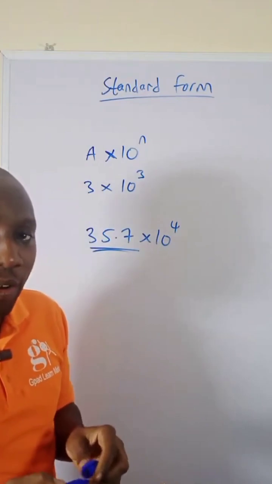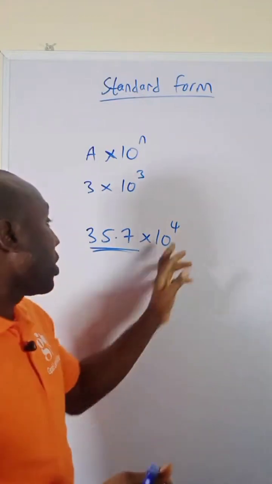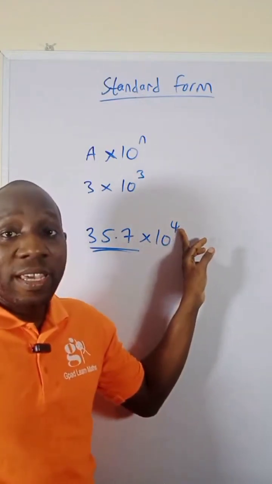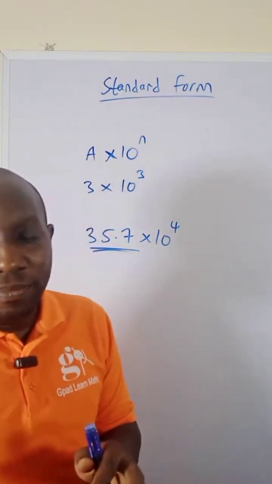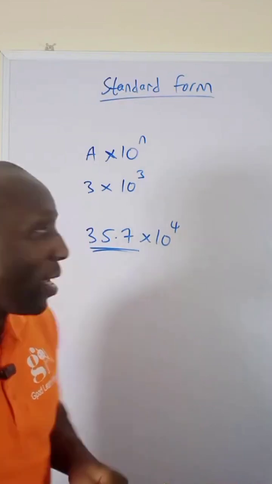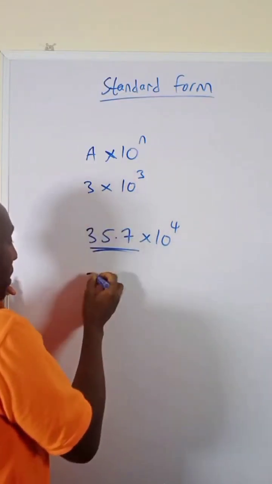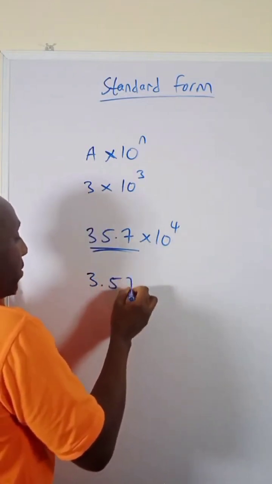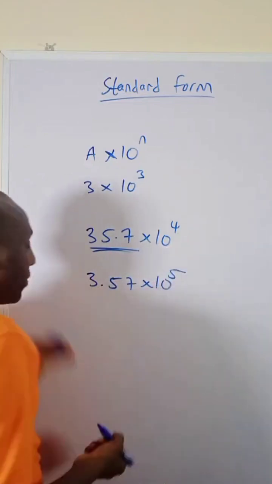It's more than 10. So if you want to write numbers in standard form, make sure A is between 1 and 10, and make sure the exponent, the power here, is an integer. It doesn't matter whether it's positive or negative. It just has to be an integer, okay? So if you want to write this, it's better to do 3.57 times 10 raised to the power 5 rather than writing it like this.